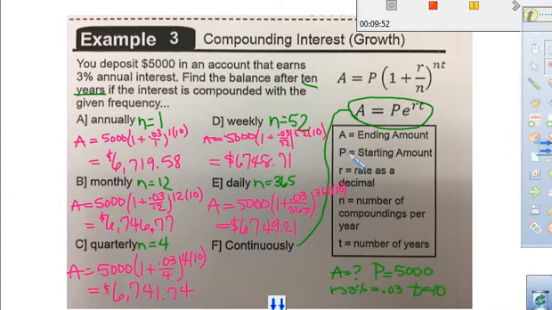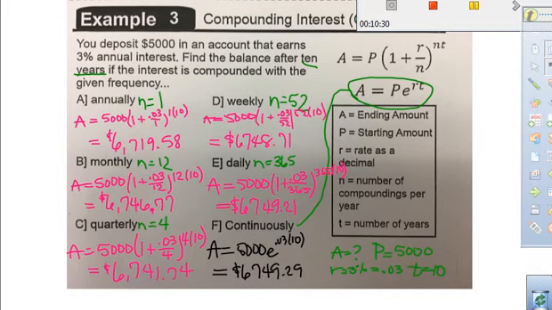Alright, the last one, this is where we're going to have to use the continuous function. So we have A, and my P stays the same. My P is still 5,000. My principal amount didn't change. Now, how I'm doing this is I'm going to use E, which is Euler's number, which means it's compounded continuously. So moment by moment it's being compounded, and we have it to the R, which was our 0.03, our rate, times T, the number of years, which was 10, and now we have 6,749 and 29 cents, which, if you'll notice, is just a little tiny bit more.